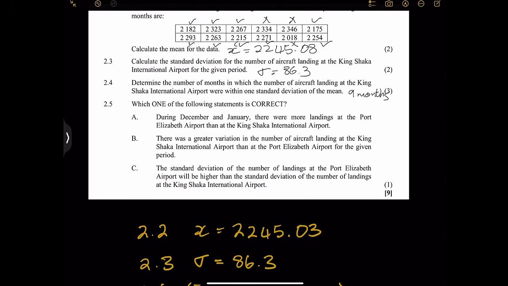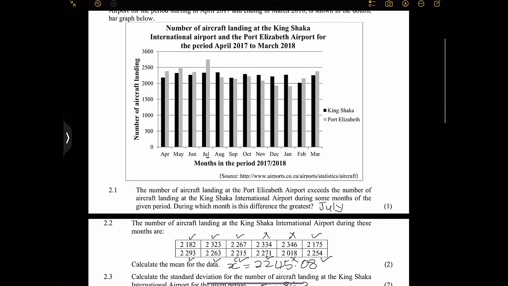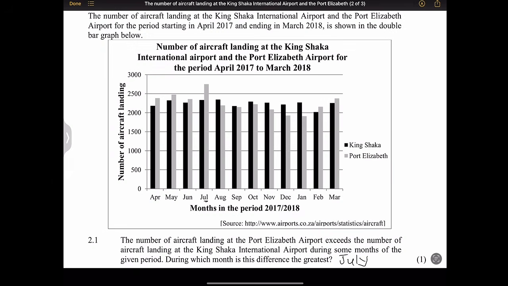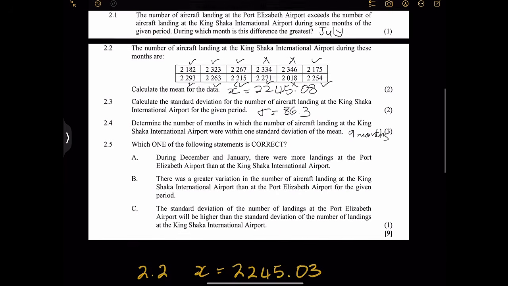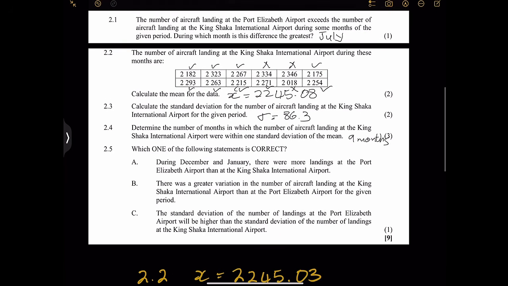And then finally, they say the standard deviation of the number of landings at Port Elizabeth will be higher than the standard deviation for the number of landings at King Shaka. I would tend to say that is true, because think about it, that value there is quite high. You've got an extremely high value and another extreme low, whereas if you look at King Shaka, it's more or less the same number. So definitely the standard deviation would be much higher for Port Elizabeth than for King Shaka.